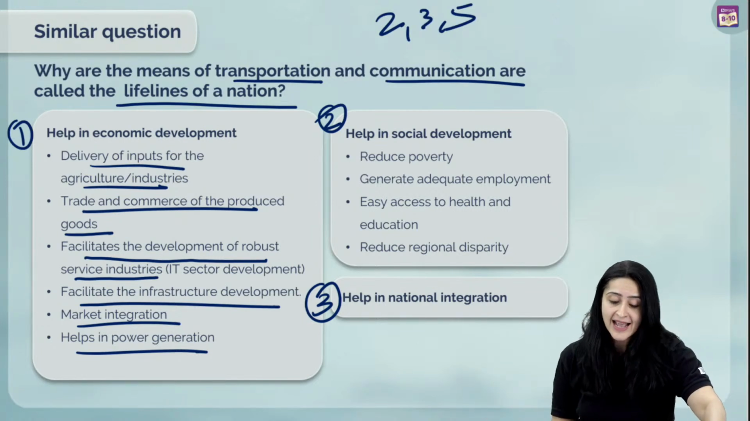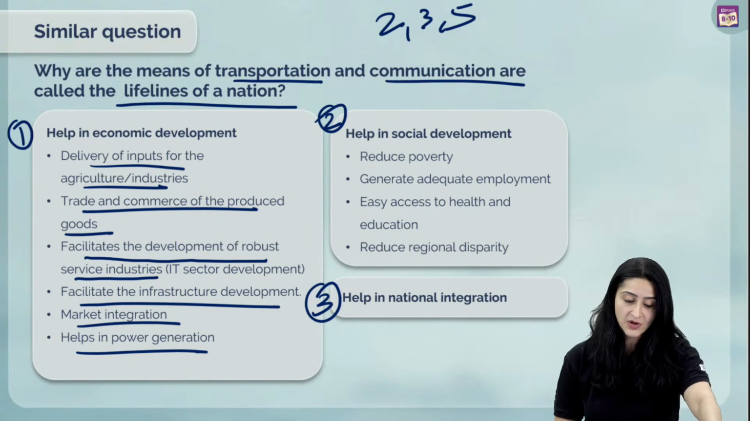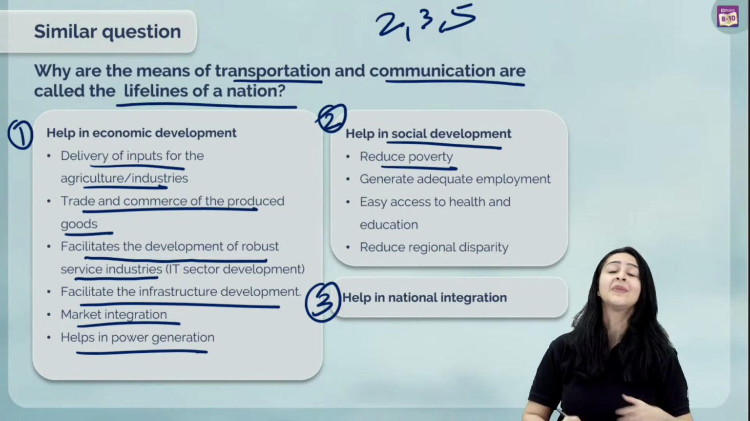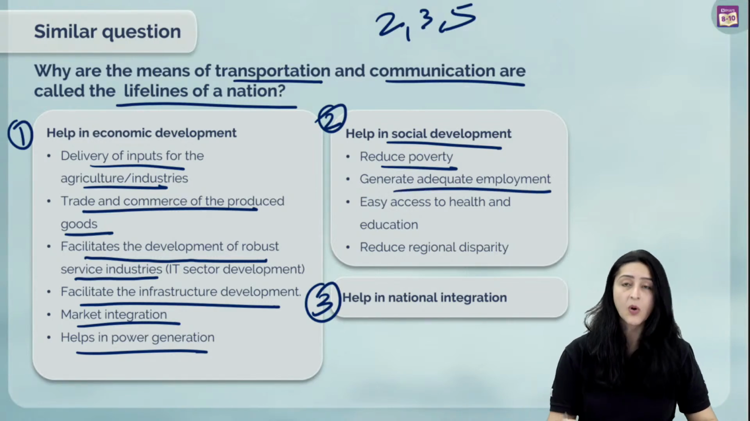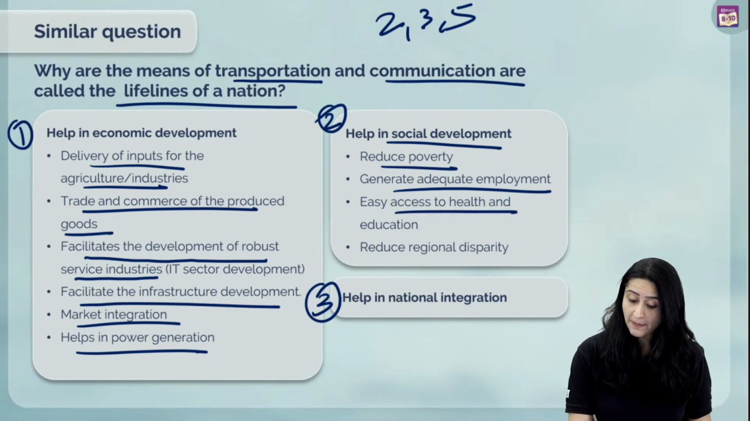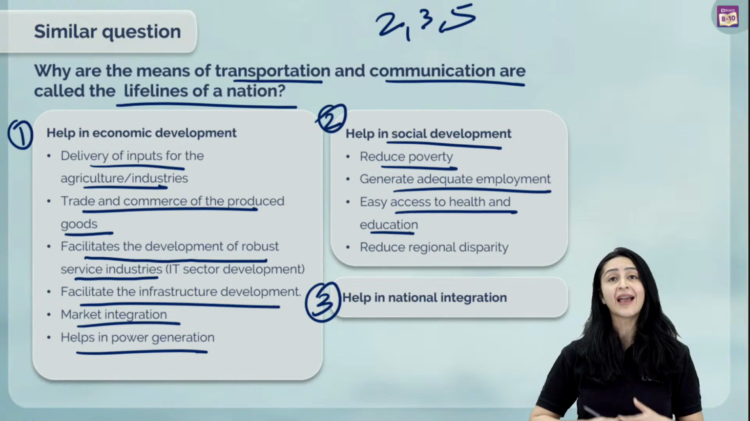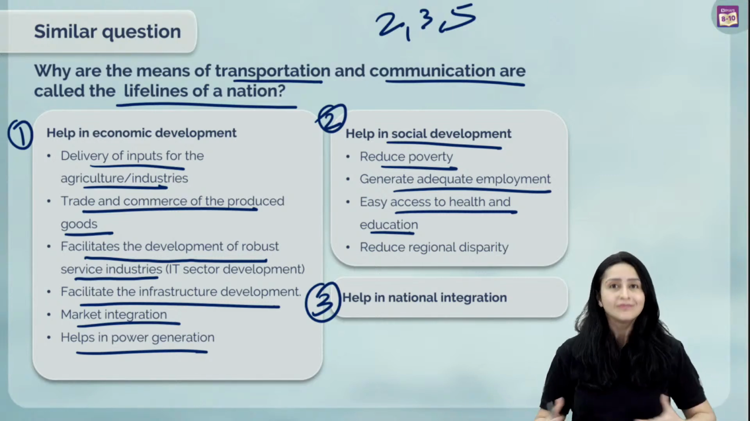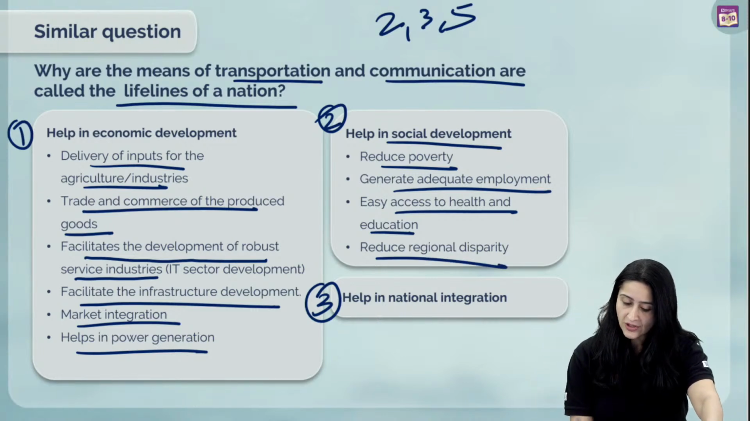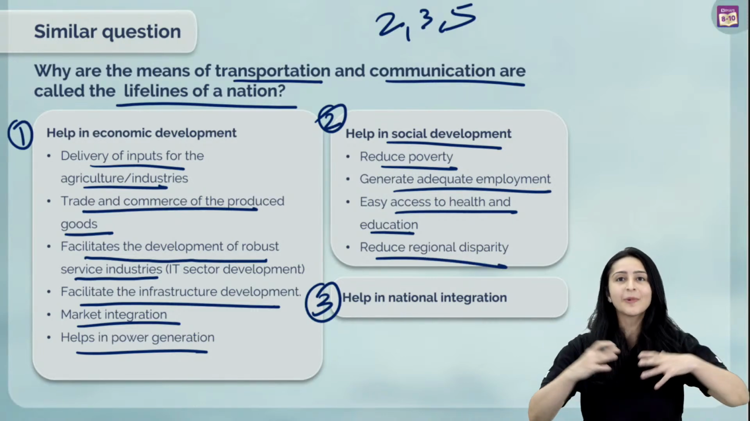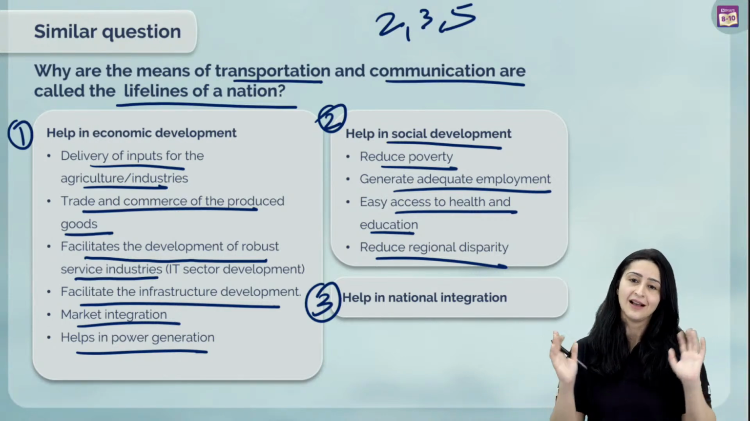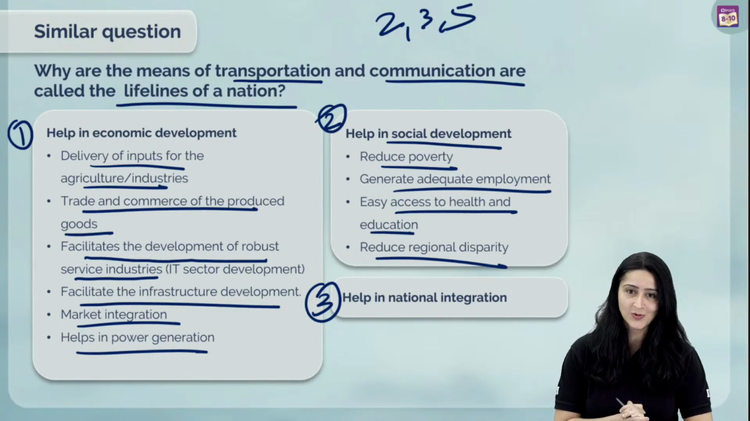Okay, now next, how does the transport and communication help in terms of social development? Well, number 1, it helps to reduce poverty. There are more jobs created. When there is more employment or jobs created, automatically poverty becomes less. Because of transportation and communication, more people have access to health and education. So definitely this is a social issue that is handled, and it reduces regional disparity, because overall when there is development because of facilities like this, regional disparity is definitely reduced, right?